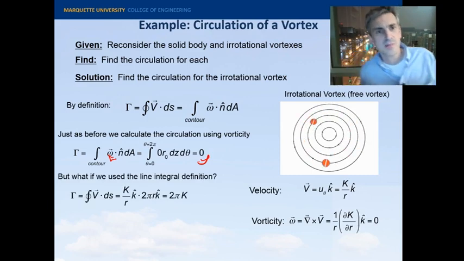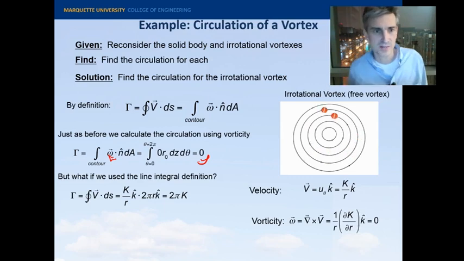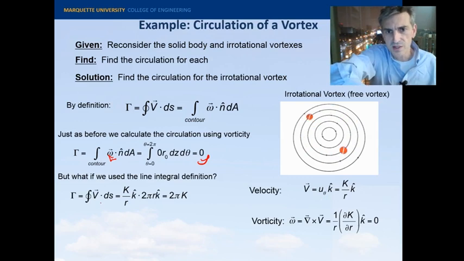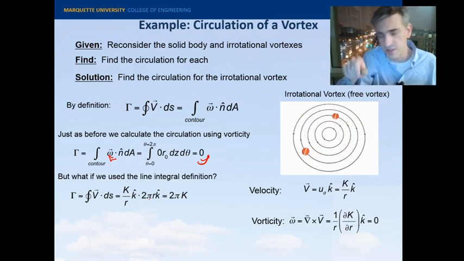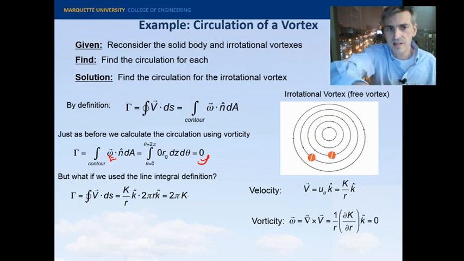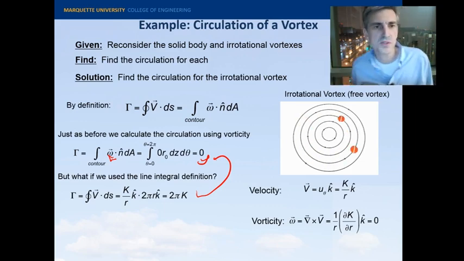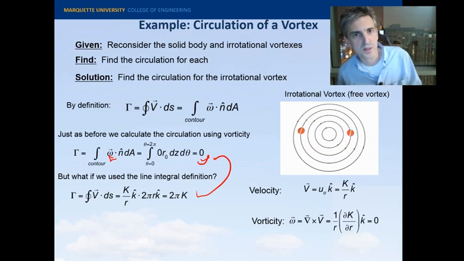Well, the answer is that there's a singularity at the origin, right? If the velocity goes to infinity at the origin, it means that this version of the definition is a little suspect. So is there a discrepancy between the two? Not really, because the velocity is not continuous over the entire area. We violated the assumption that was key to the Stokes theorem, and that is that the velocity be continuous over the area.